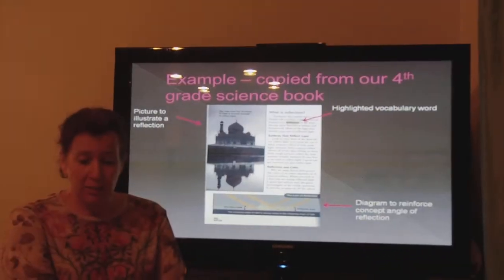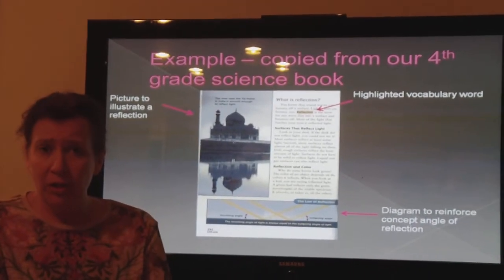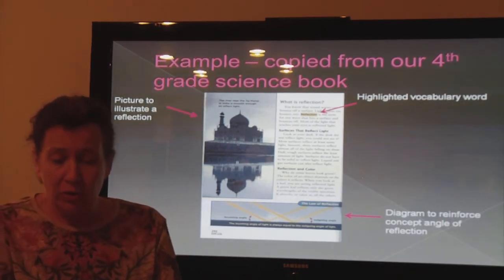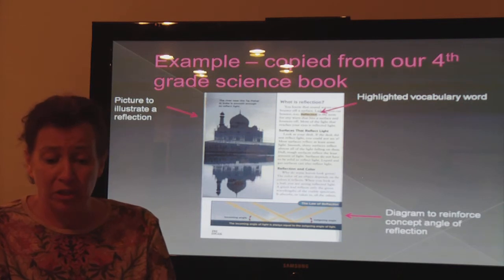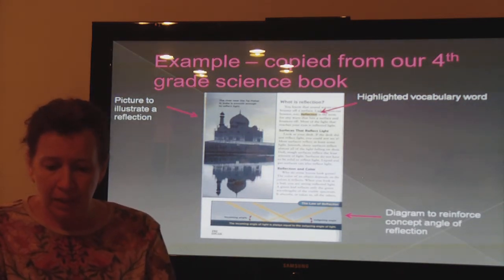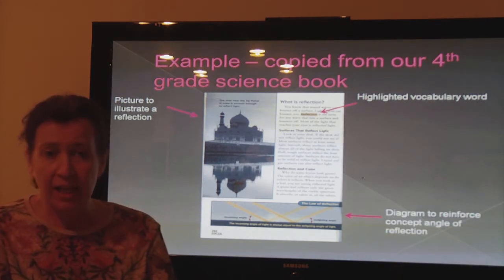In this particular lesson, we're talking about reflection. We're talking about light. Without the picture of the reflection, it's really hard for visual learners to know what a reflection is. So the picture on the left shows a great picture of a reflection. What's better is it's not a mirror. It's showing it on a lake. Highlighted vocabulary words are also in this section, as are section headings.